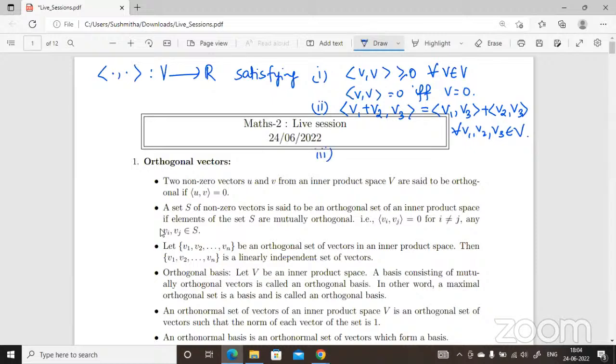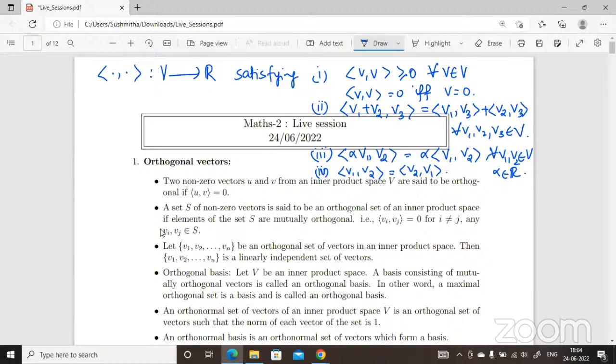And then the scalar condition. When I multiply the first component with a scalar, alpha v1 comma v2 should be equal to alpha times the inner product of v1 with v2, and alpha is any real number. And the last condition is symmetry. Inner product of v1 v2 is equal to inner product of v2 v1.